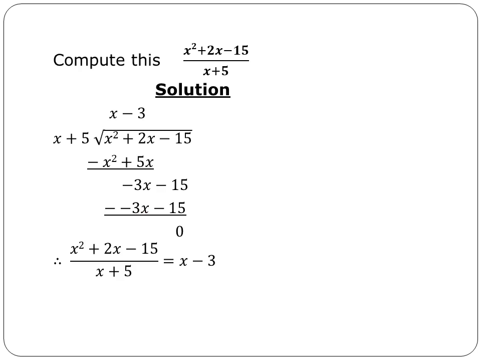Therefore, the quotient becomes x minus 3. Now the quotient is the answer you obtain after the long division, and in this case, there is no remainder.